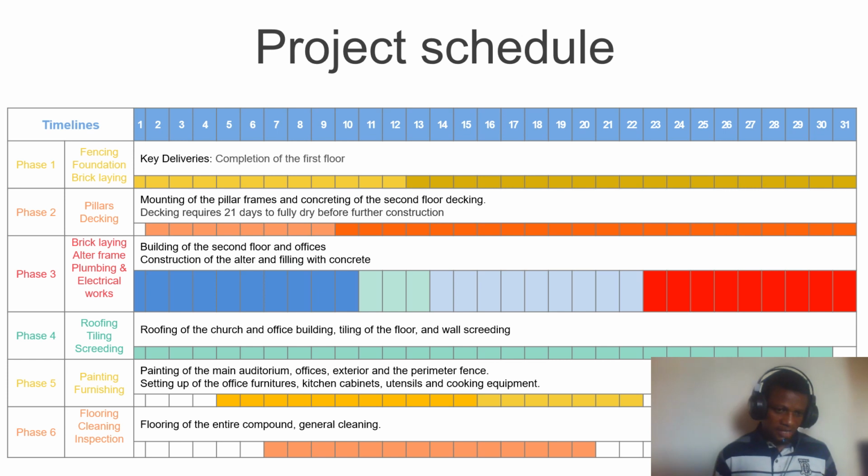And then phase 5 is painting and furnishing of the interior, which would include the main building and the offices.